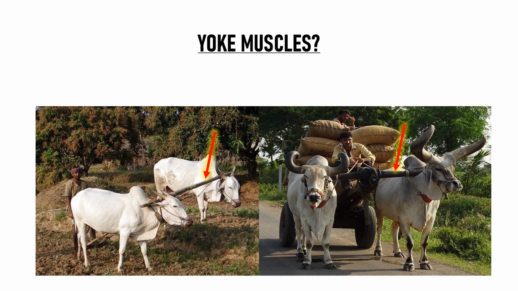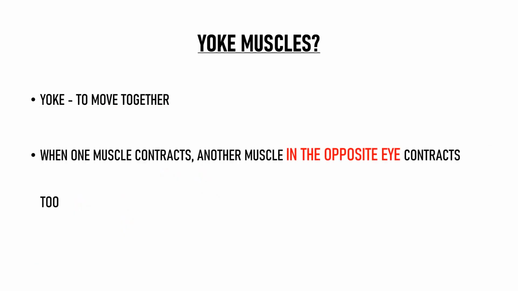So, what are yoke muscles? Yoke refers to this wooden thing that is placed on the necks of two animals so that they move together. So, when one ox moves, the other ox also has to move. Similarly, two muscles are called yoke muscles when, during an ocular movement, when one muscle contracts, its yoke muscle in the opposite eye has to contract as well.